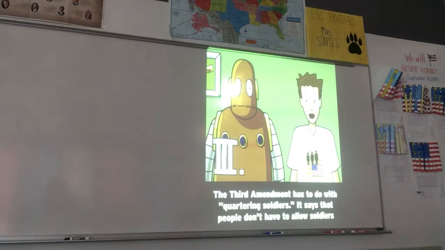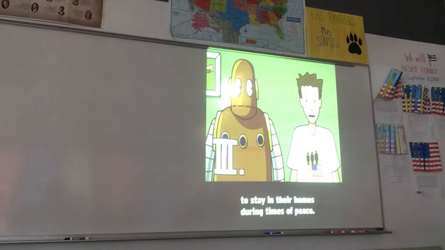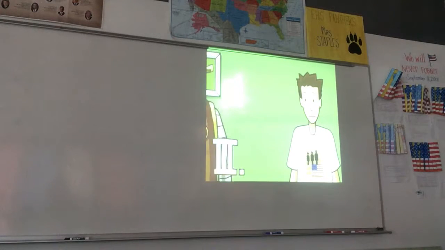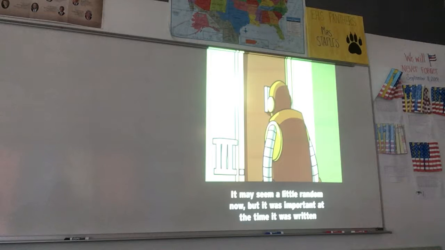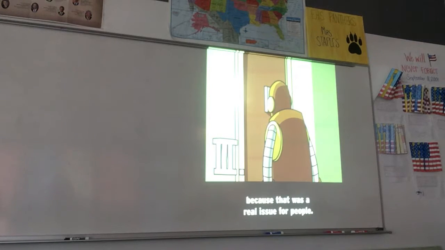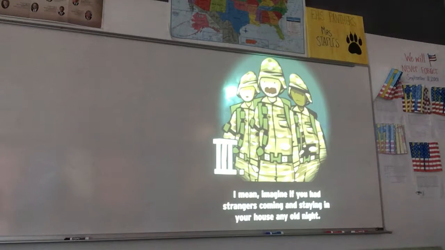The Third Amendment has to do with quartering soldiers. It says that people don't have to allow soldiers to stay in their homes during times of peace. It may seem a little random now, but it was important at the time it was written, because that was a real issue for people. I mean, imagine if you had strangers coming and staying in your house any old night.